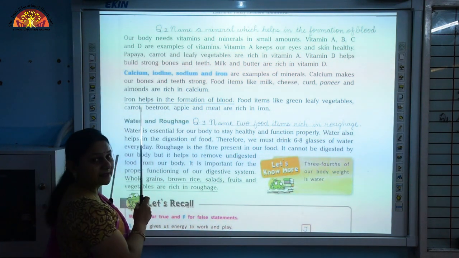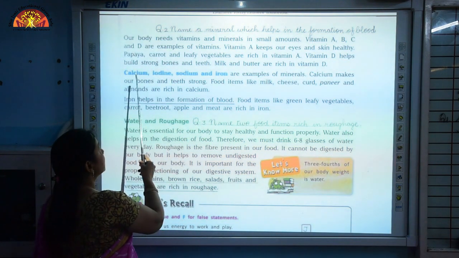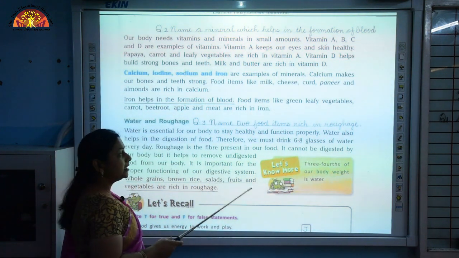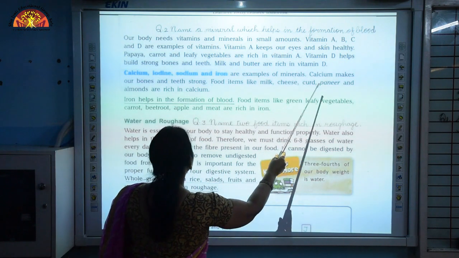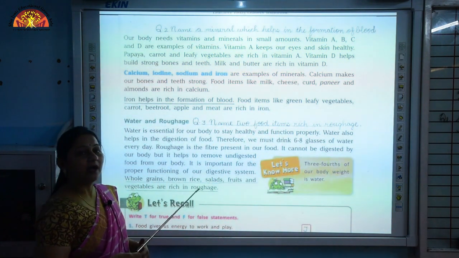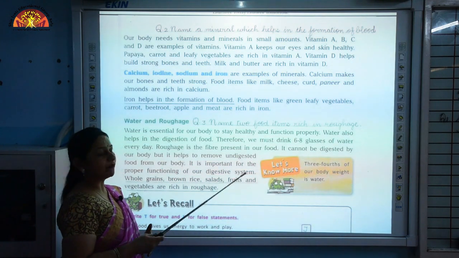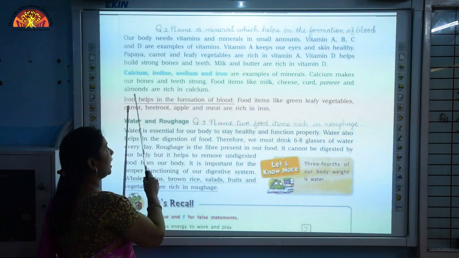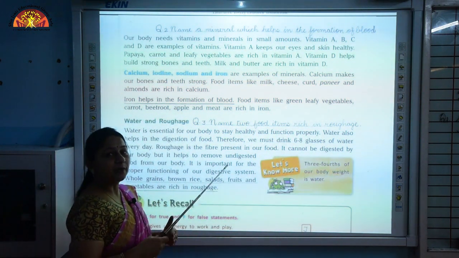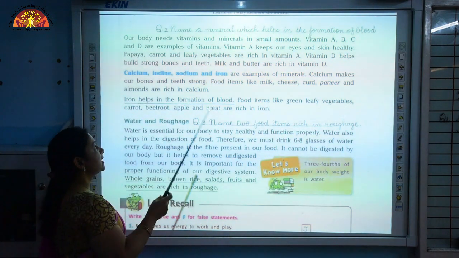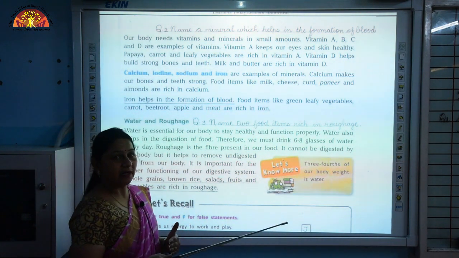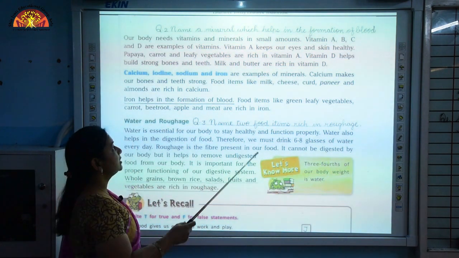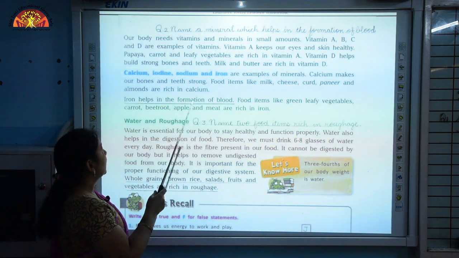Then we have minerals. What are the examples of minerals? Calcium, iodine, sodium and iron are examples of minerals. Calcium is good for our bones and teeth. And what are the food items that provide us calcium? Milk, cheese, curd, paneer and almonds, especially milk products, are very rich in calcium. Children like you are in the growing stage, and the bones need to be built up, so you need more calcium.